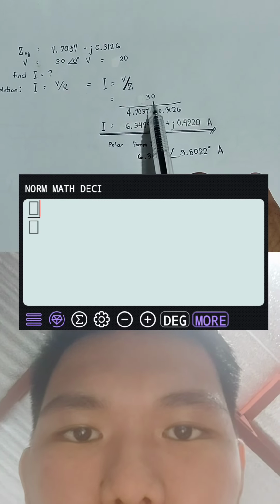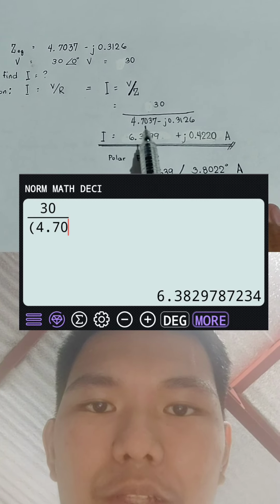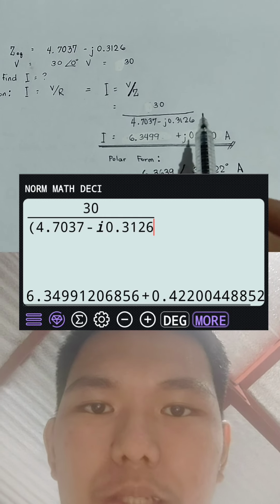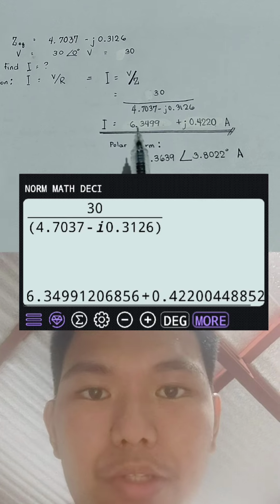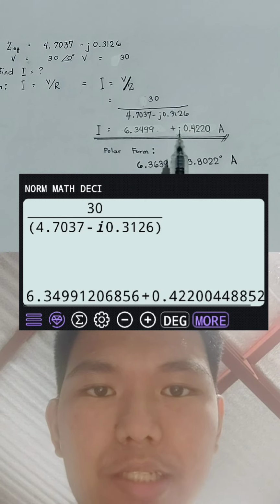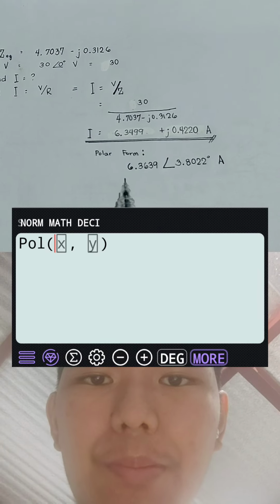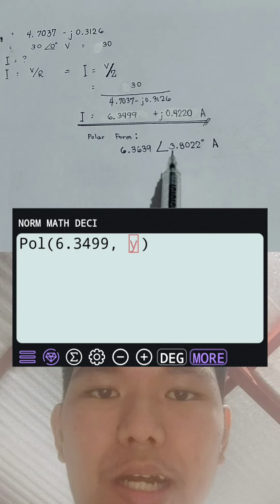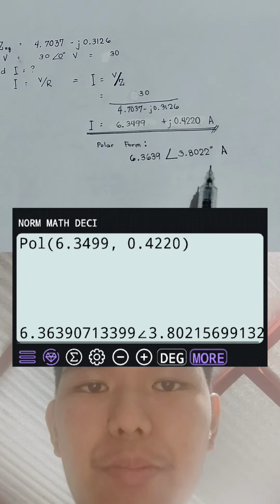Now, 30 over 4.7037 minus j0.3126 is now equal to 6.3499 plus j0.4220 ampere, or in polar form 6.3639 ∠ 3.8022 degrees ampere.